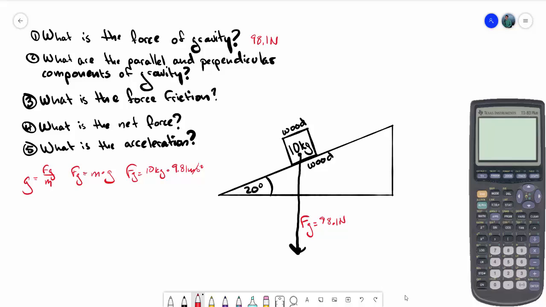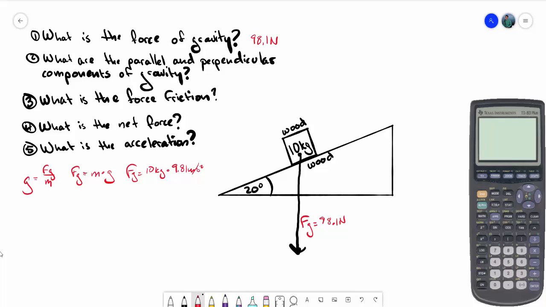As you might notice as we progress through these questions, the next piece is going to often require the previous piece to solve. That's not always the case, but you'll also find that on the Regents as well. A lot of the multiple part questions ask you to utilize the previous answers in that question. So for example, the next question reads, what are the parallel and perpendicular components of gravity? Well, we're going to need part one.